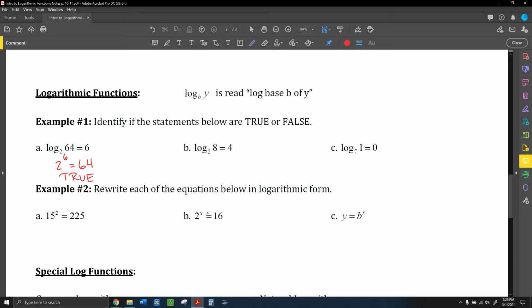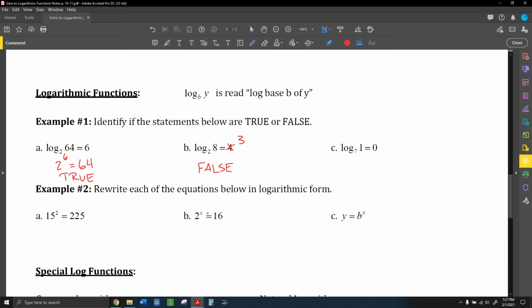For letter B, we have log base 2 of 8, or what power do I raise 2 to get 8? The answer to that is 3, not 4. So this is false. This would have to be 3. We're saying what power do I raise the base to in order to get the argument 8?